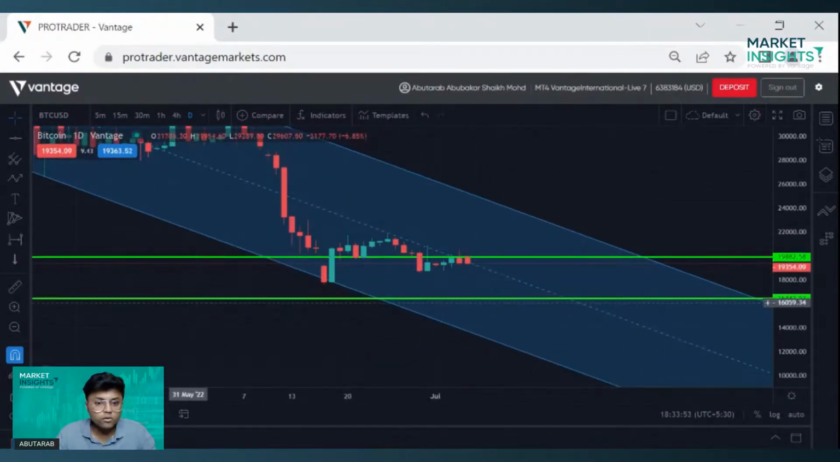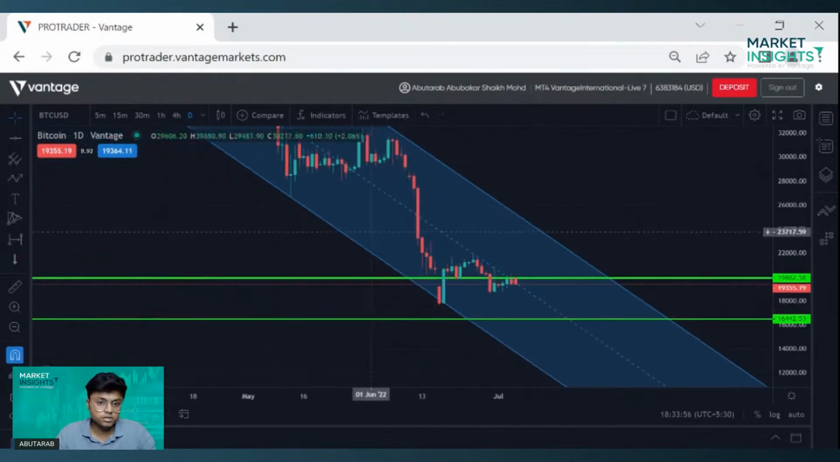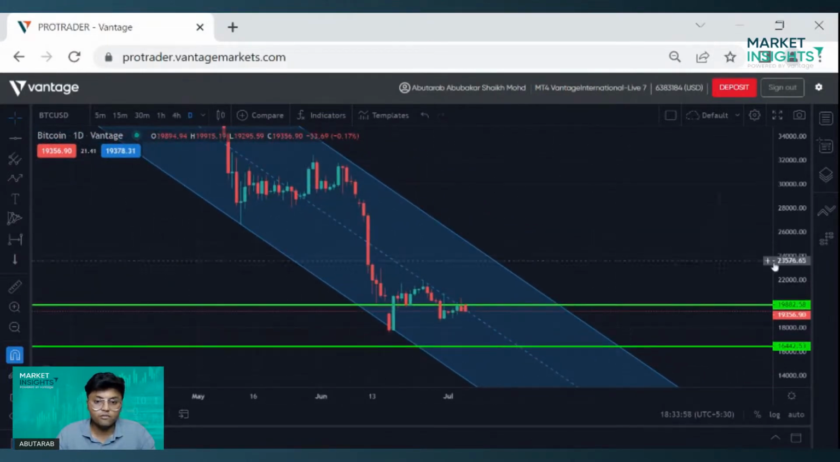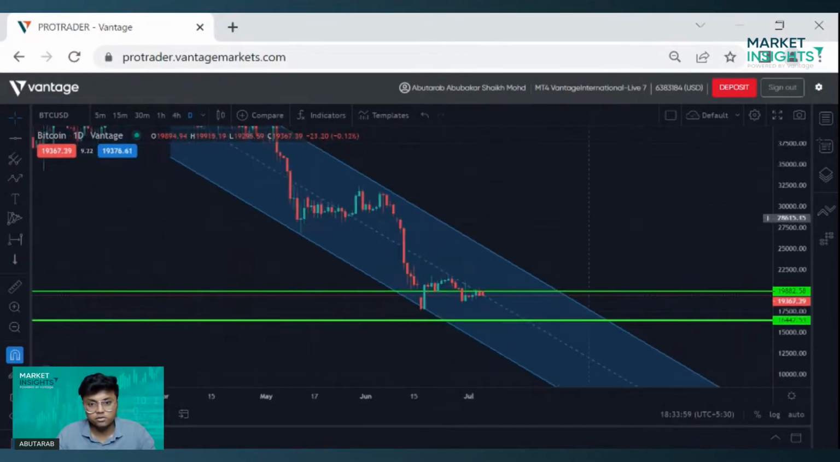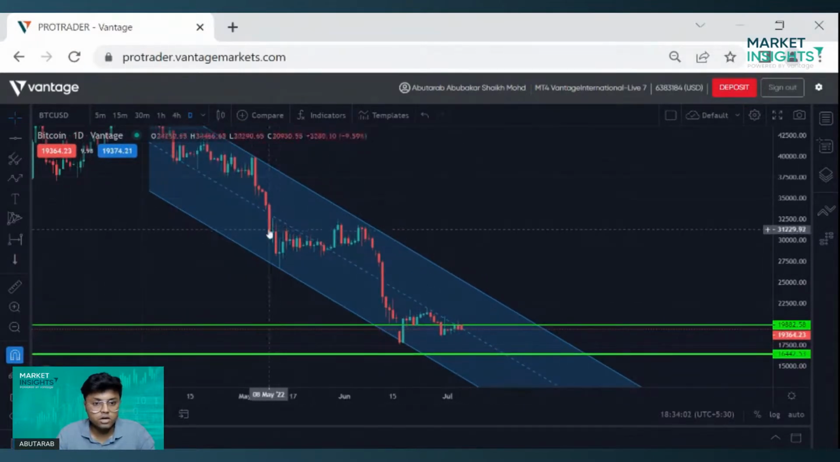So overall view on Bitcoin, it is bearish, and it is going to be bearish for a long time, because of multiple fundamental factors coming out.